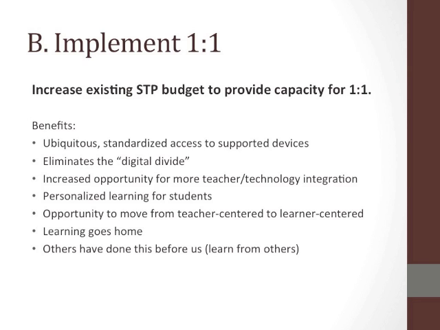So the 8.6 or so million from that earlier proposal would need to increase to support one-to-one because we'd have many more devices. Among the benefits of a one-to-one would be the ubiquitous standardized access to supported devices. This makes it possible for teachers to count on students having access to the same device within all teaching and learning activities. We'd eliminate the digital divide, meaning that students who didn't have access to these devices at home now would, assuming we let them take them home.